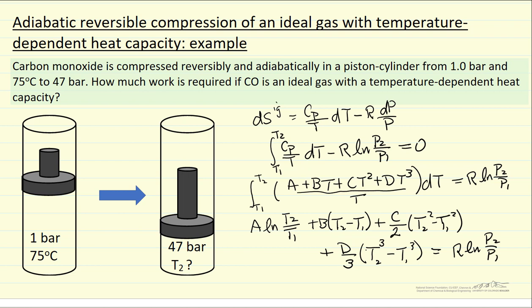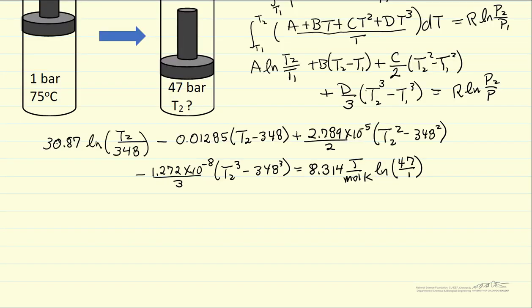So now I'm going to substitute in the numerical values. I'm going to look up the heat capacity for carbon monoxide. So let me pause and do that substitution. So I have constants. A, for example, is 30.87. The gas constant is 8.314. I want to solve for T2. I'm going to use Solver in Excel, and I get T2 equal to 988 Kelvin. I should point out 348 is 75 degrees in Kelvin. And so I have the final temperature.